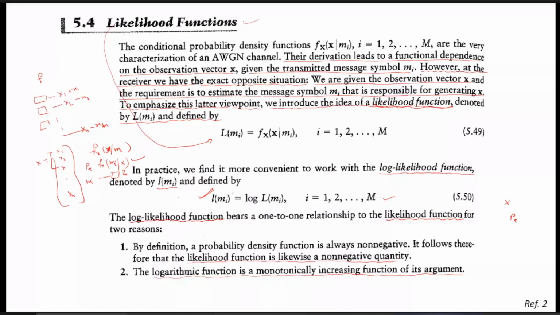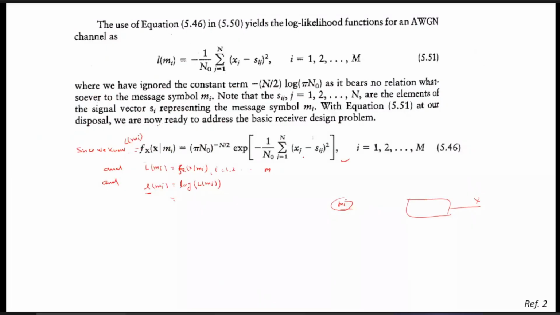If you take the log of these functions, the first term will be (N/2) log(π N0). You can see this term is ignored over here. Why have we ignored it? Because it does not carry any message information; it only carries the noise term. So we can ignore this term, because log of the exponential of this term will be nothing but this term only. It is given as minus 1 upon N0.